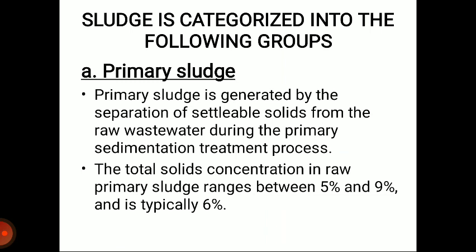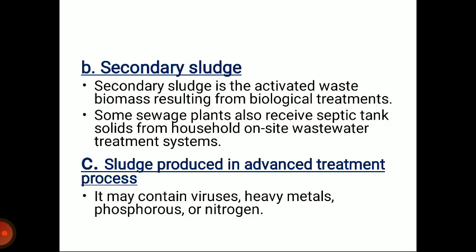First, primary sludge. Primary sludge is generated by the separation of settleable solids from the raw wastewater during the primary sedimentation treatment process. The total solids concentration in a raw primary sludge ranges between 5% and 9% and is typically 6%. Secondary sludge is the activated waste biomass resulting from biological treatments. Some sewage plants also receive septic tank solids from household on-site wastewater treatment systems.